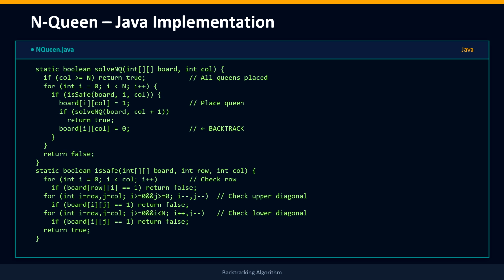Let me explain the Java code for the N-Queen problem clearly. First, we use a 2D array called board to represent the chessboard. Here, 1 means the queen is placed and 0 means the cell is empty.